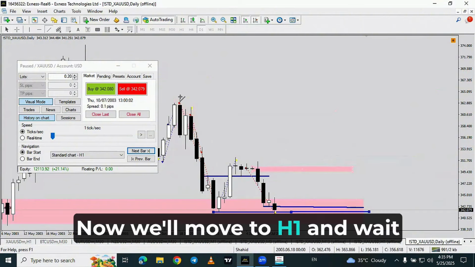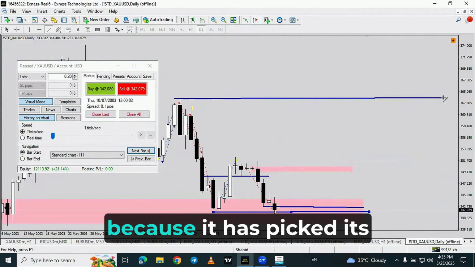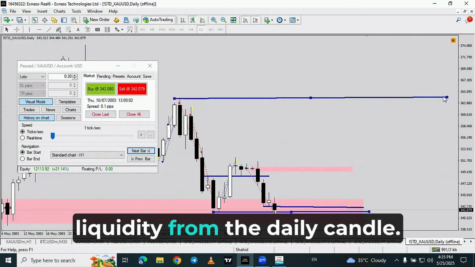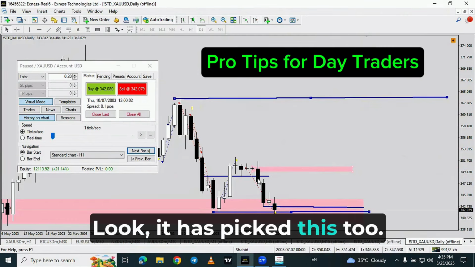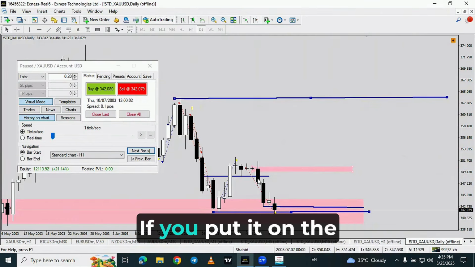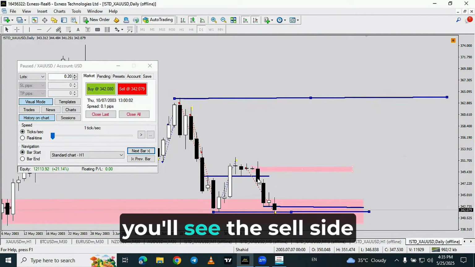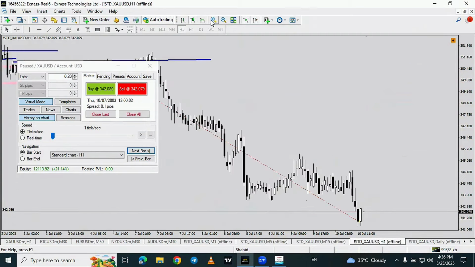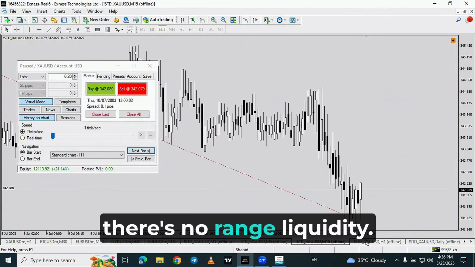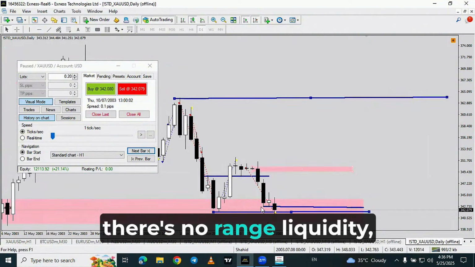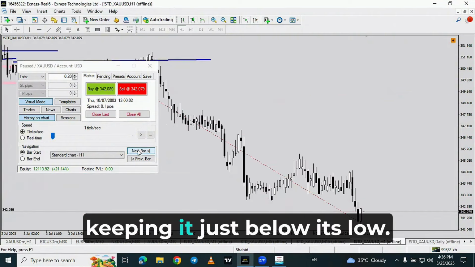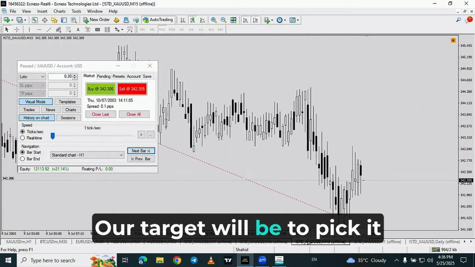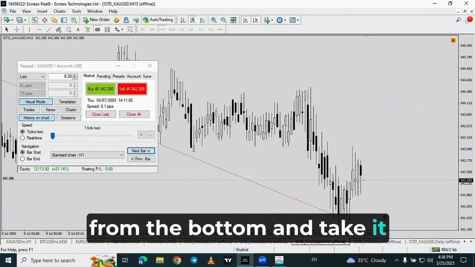Now we'll move to H1 and wait for the structure to shift, because it has picked its liquidity from the daily candle. Look, it has picked this too. It has picked this too. If you put it on the 15-minute chart, you'll see the sell side structure here. The buy side is also done, and in this there's no range liquidity. So we'll buy here, keeping it just below its low. Our target will be to pick it from the bottom and take it easily here.